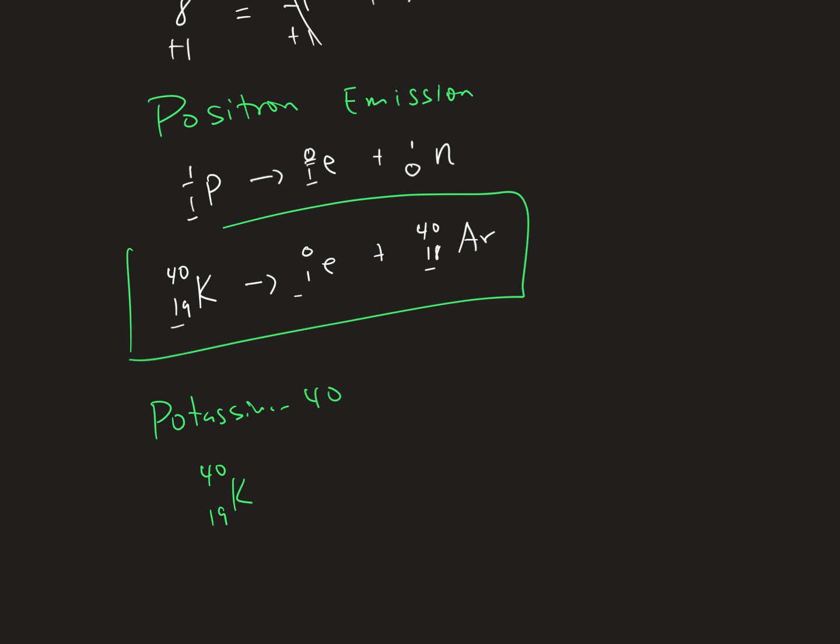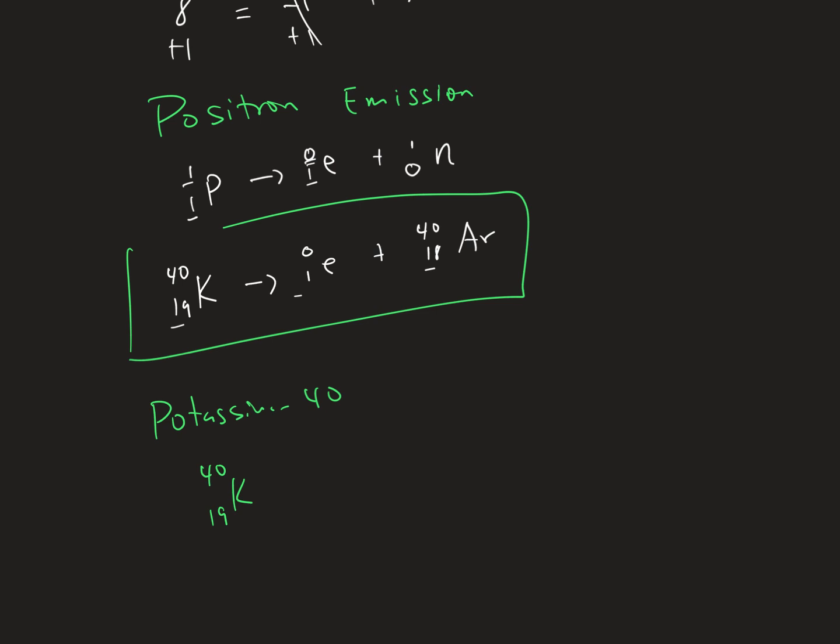All isotopes will not undergo decay. Some of them do, some of them don't. And we don't have to know which ones do, which ones don't. We just have to be able to predict the product, what we're left with after alpha decay, after beta decay, after positron emission. Good?